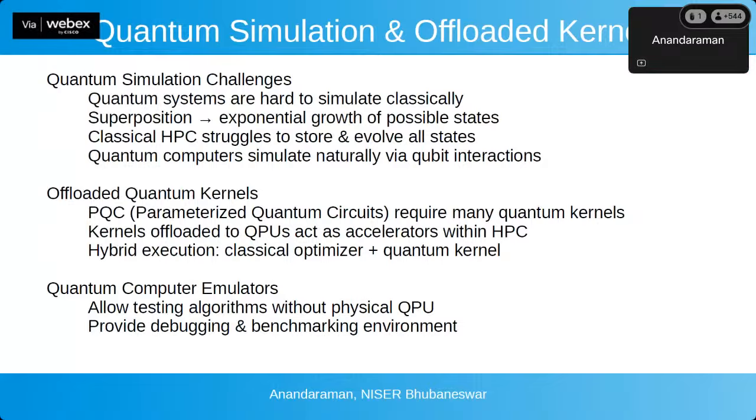So quantum systems are hard to simulate classically. If you want to simulate a quantum system also, we need a quantum computer, or at least GPU quantum simulators. Offload quantum kernels, allowing testing of algorithms without a physical QPU.